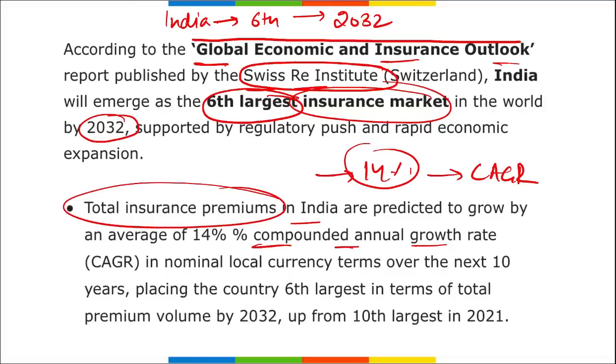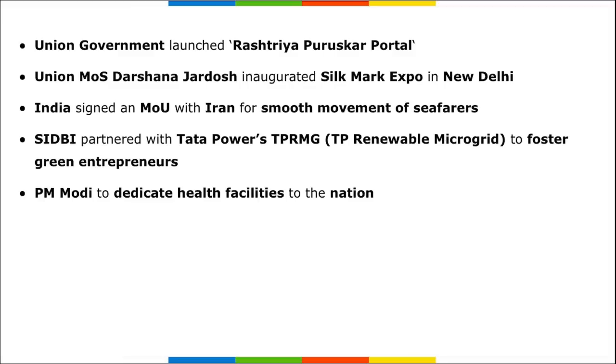Alright, highly important. Remember this. You need to remember India, 6th largest insurance market, by the year 2032. It was released by Swiss Re Institute of Switzerland, and the name of the report is Global Economic and Insurance Outlook.